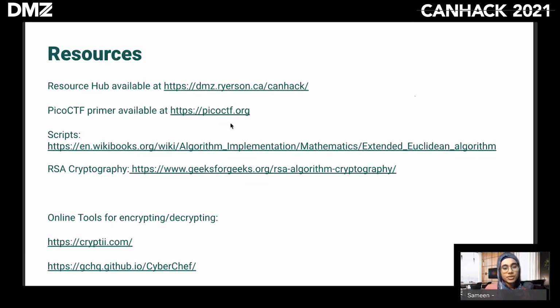Here are some resources that were also shared. The scripts are available. I gave the scripts, but if you want to create your own scripts and you want to understand the math of it, it uses something known as the Euclidean algorithm, and you can read more about that in this link, as well as when you read more about the RSA algorithm. And here's a good breakdown of the RSA cryptography algorithm if you want more details. Here are some online tools that we use for encrypting and decrypting in different algorithms and different ciphers.